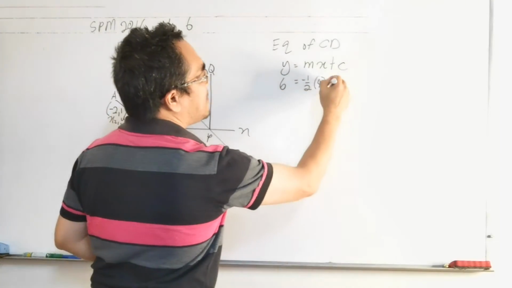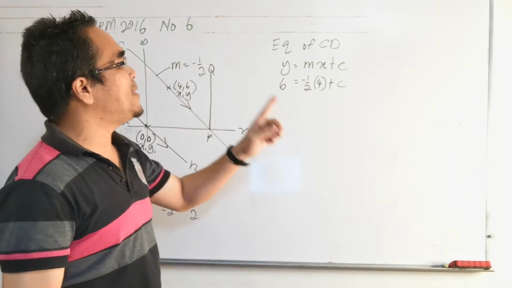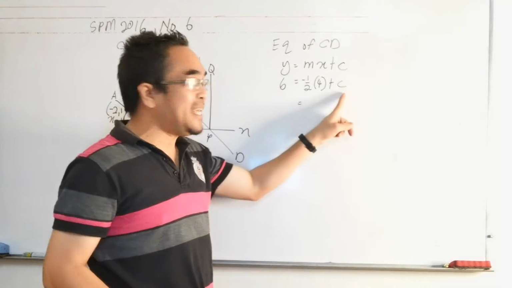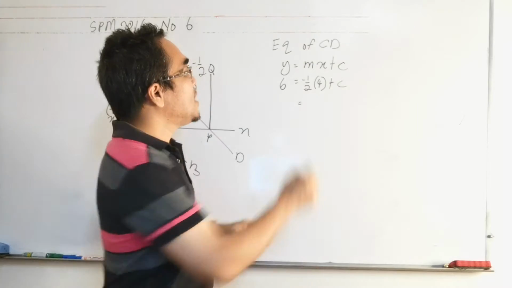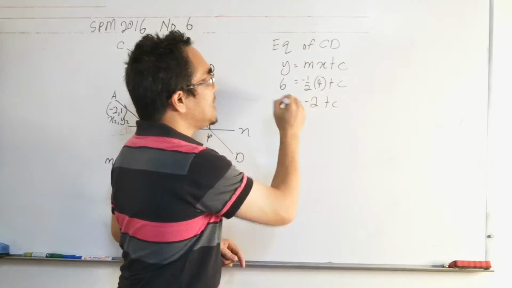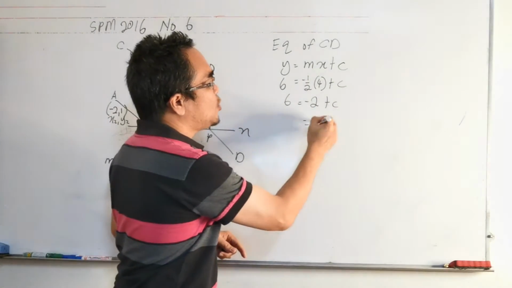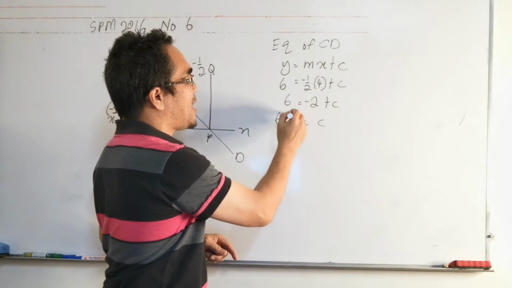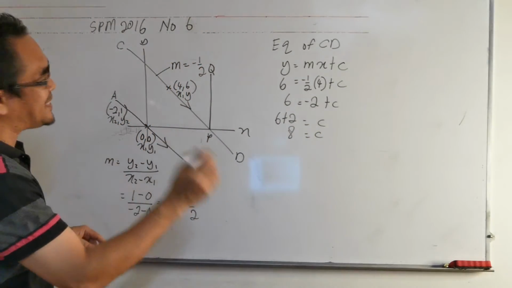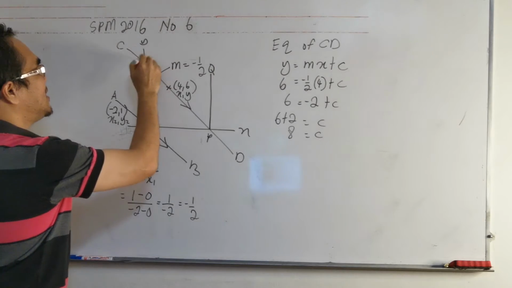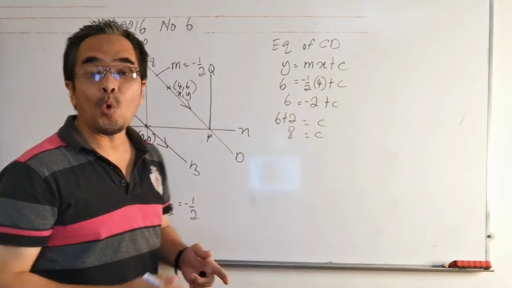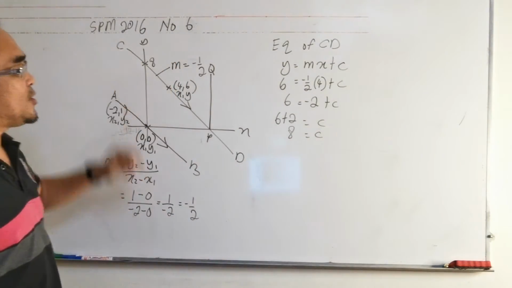So you replace y with 6 and x with 4. You have to put brackets, because if not, it could mean something different. Then you multiply. We need to calculate the value of c. So -1 over 2 times 4, you get -2. Then in order to know c, you move the -2, so 6 plus 2 will be c. So c will be 8. What is c? The y-intercept. So the coordinate here is 0, 8.